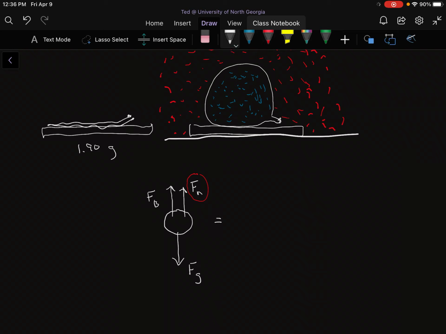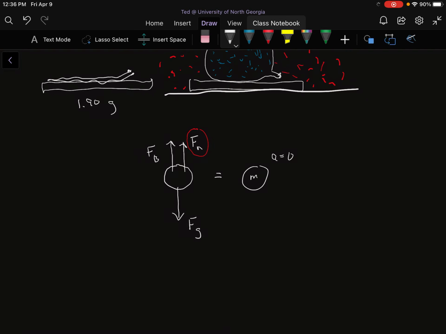So using Newton's second law, this should be equal to ma, and the acceleration is 0, and that tells me that the buoyant force plus the force from the scale minus the force of gravity should be equal to 0. So the force from the scale should equal the gravitational force minus the buoyant force. All right, so let's take a look at that.